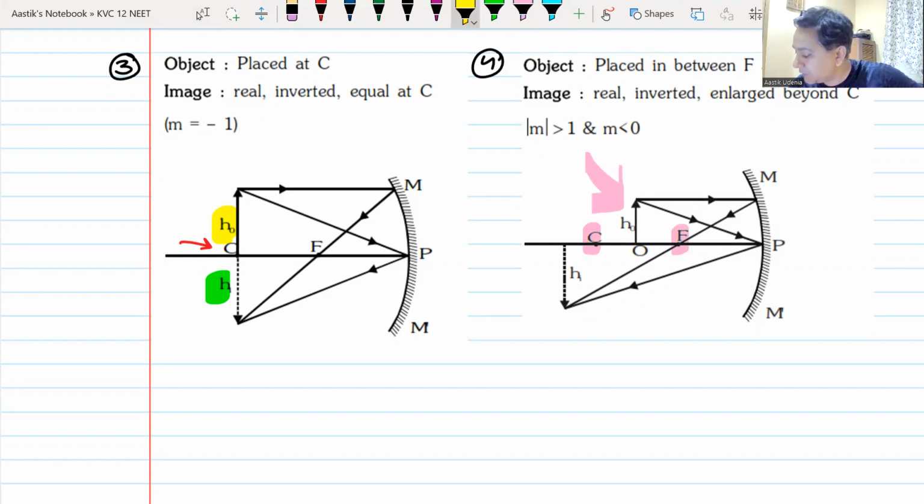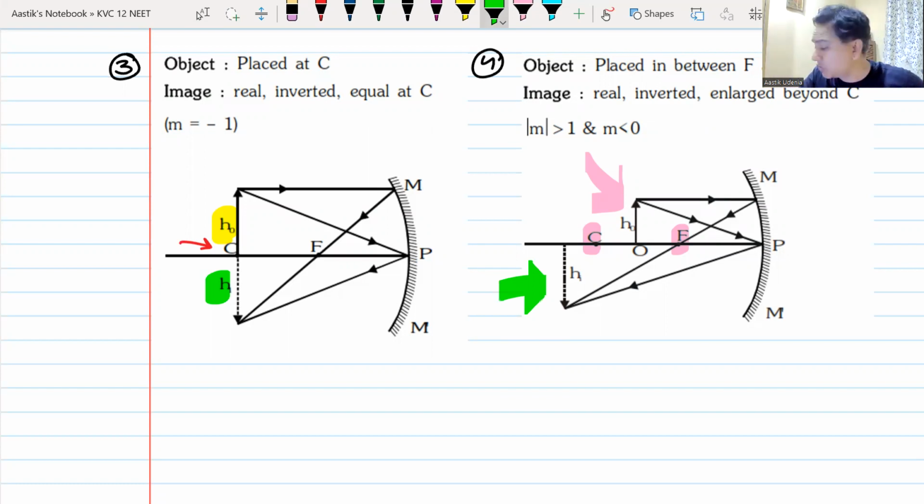Here, between C and F, oh, the point number 3 is not visible. Let me try to show both of them together. If I can or I can't, it will be too clumsy. Let us forget about this. So here the object is placed between C and F, and you have the image coming beyond F. And the image is now bigger than the object.